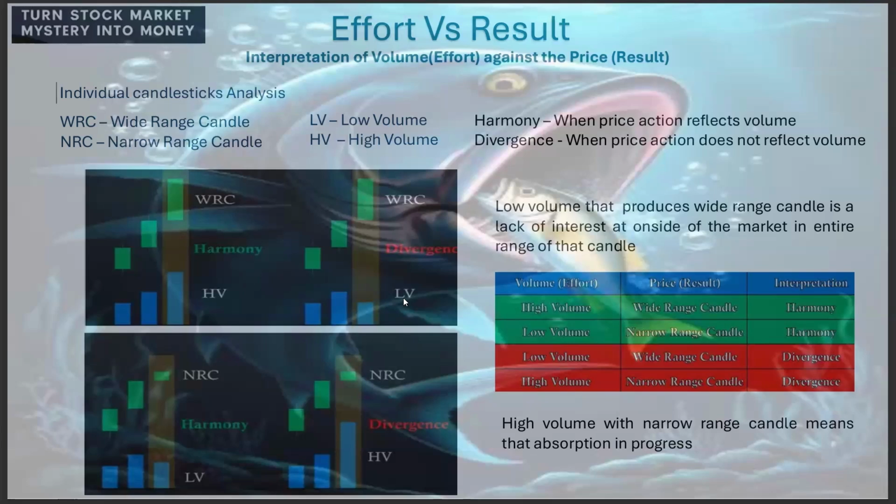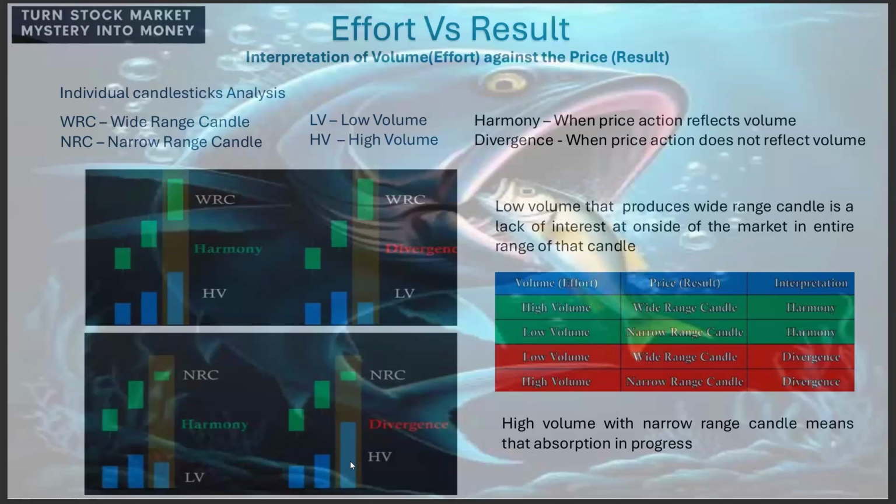So I was just explaining here. High volume with a narrow range candle is where we talk about distribution, when smart people want to sell. They do this kind of high volume and narrow range candle.